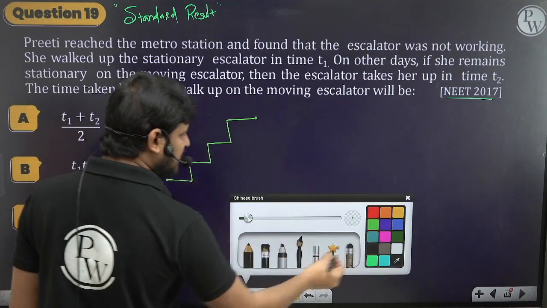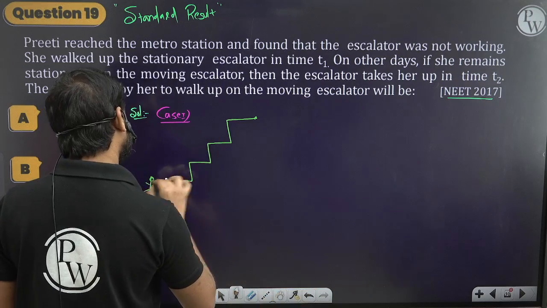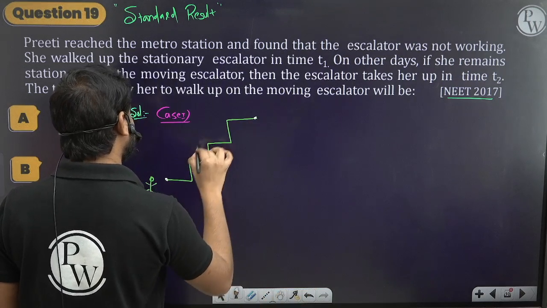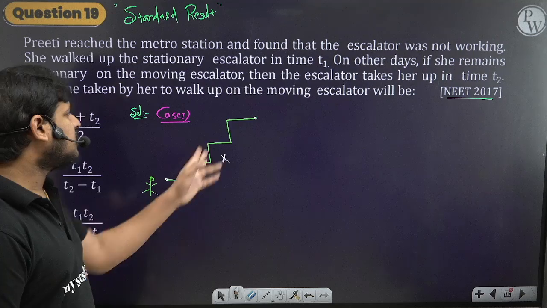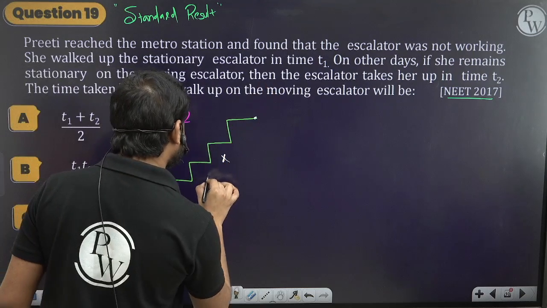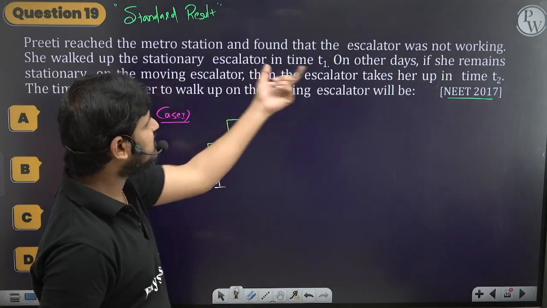Let the total distance she has to climb from the starting step to the top be x. So now she walked up the escalator, and let's suppose she took time t1, as per the given question.